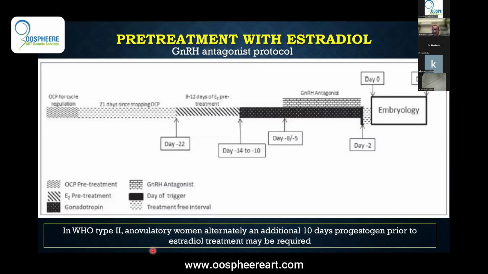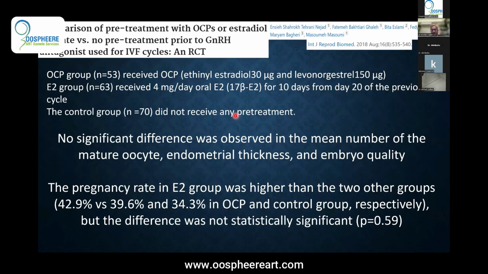So in these two category patients, you can start estrogen supplementation on day 20 or 21 and give it for at least 8 to 10 days. Ask her to continue till day one of menses. On day one, she will take estrogen. On day two, she will not take estrogen and will report to the center. So this is how you can remember.